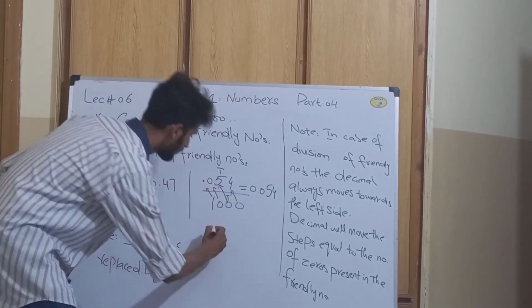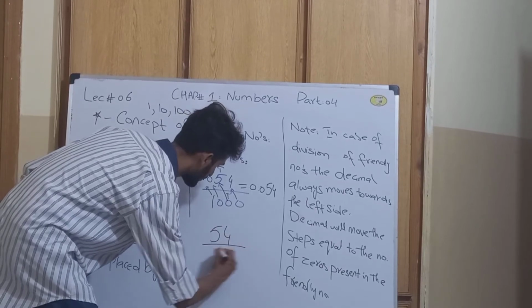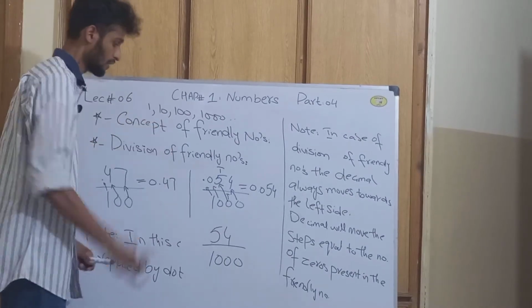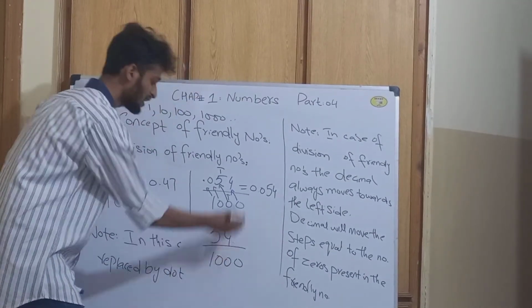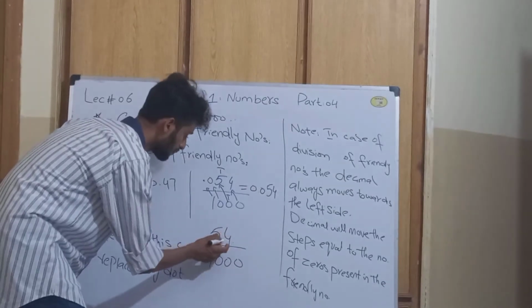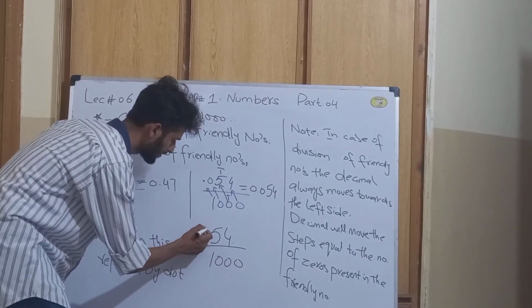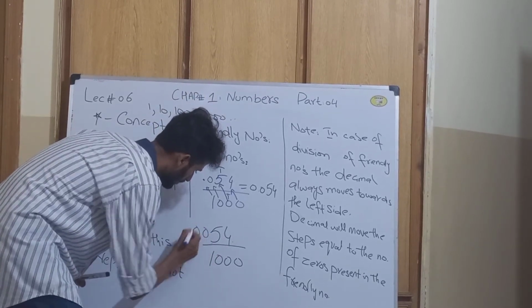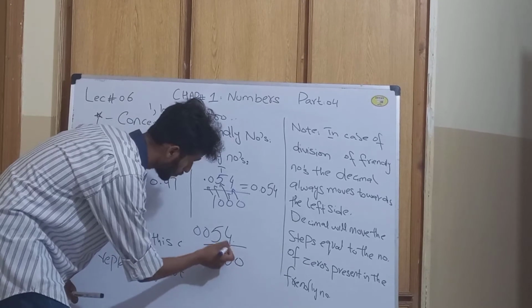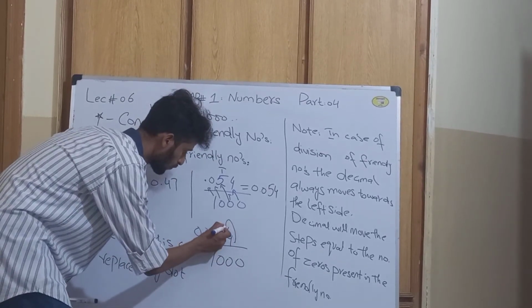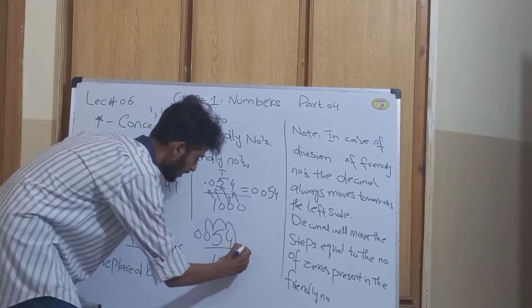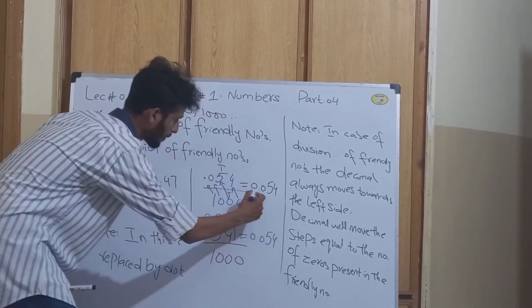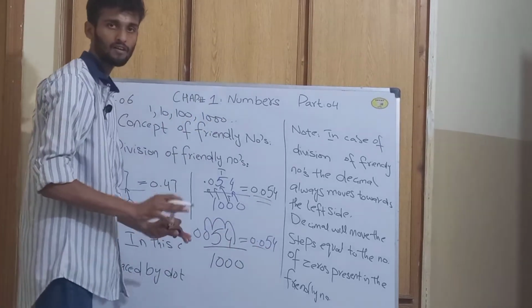Now we do it with our previous method, 54 divided by 1000. In this friendly number 3 zeros are present. A decimal will move 3 steps towards the left side, but we only have 2 numbers, so we can add zeros on the left side. So it will move 3 steps towards the left side. So one step, second step and third step. Our answer will be 0.054, and the answer is same by both methods. So both methods are correct.